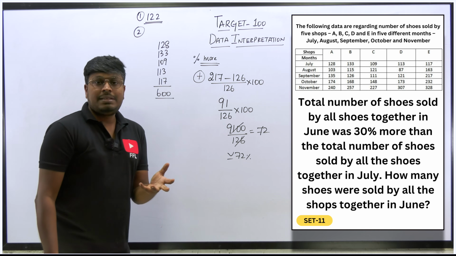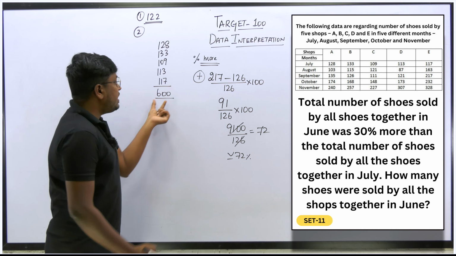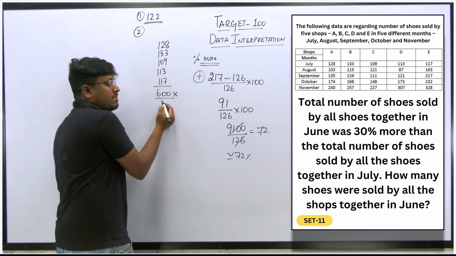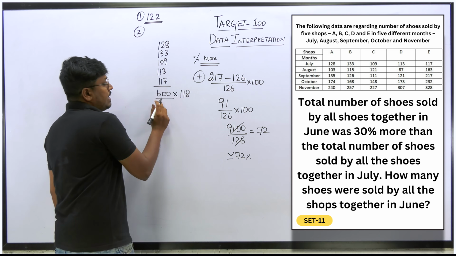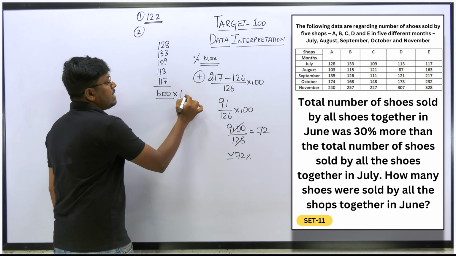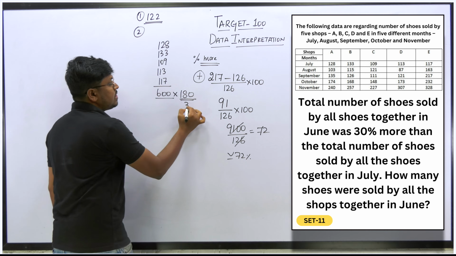So now June month is 30% more. What is 30% of 600? 30% of 600 will be 6 3s are 18, 180. So 180 will be 30% of 600.